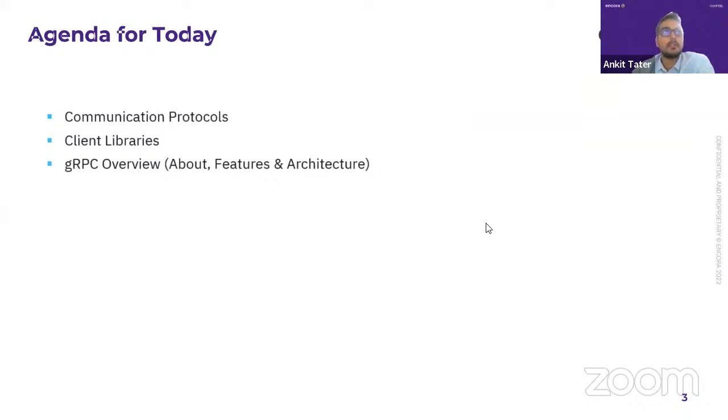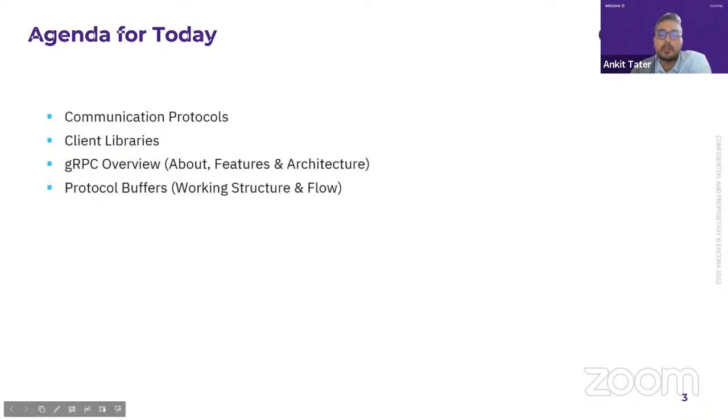Okay, so in this chapter, we'll see a holistic overview of gRPC. What are the features gRPC provides? What is the architecture it has? Next, we'll jump to protocol buffers. It's an important part of gRPC, and how protocol buffers play an important role in gRPC communications. We'll see it in this chapter.